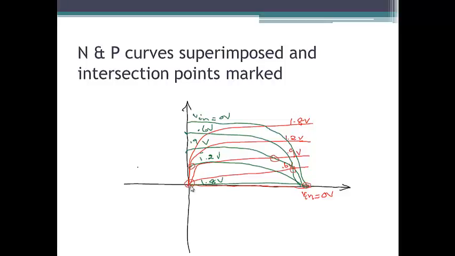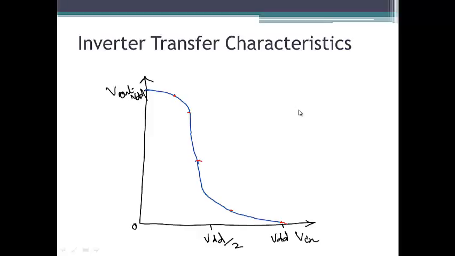Okay, so the intersection points refer to the same current and the same Vin, right? Why the same current? Because if I take a point, the current IDSN is equal to minus IDSP. So it is the same current point and also the same input voltage point. So these points will give you the voltage transfer characteristics. Now we are taking these points and plotting them as Vin versus Vout. So this is your voltage transfer characteristics.